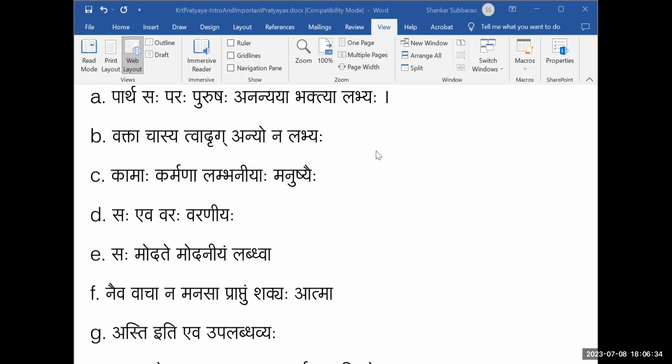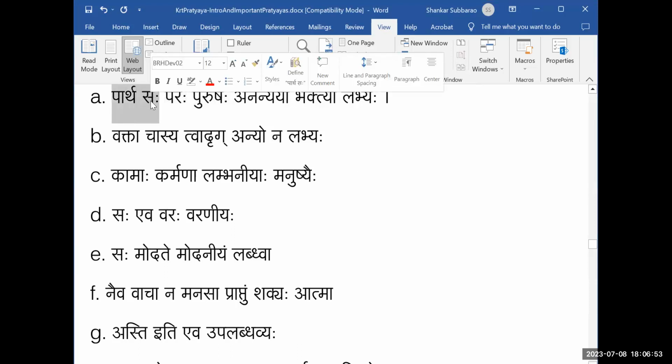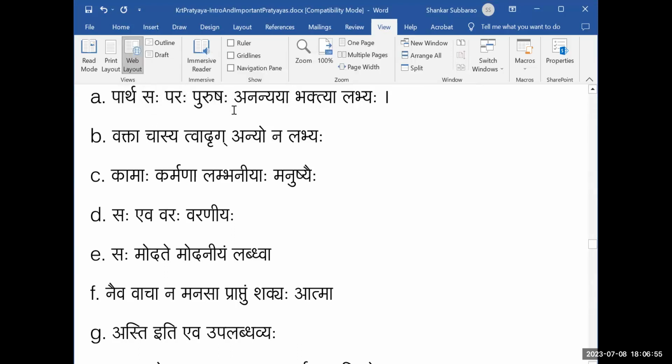So what would it be? Purushaha. Correct. And what kind of a Purusha? Not Ananyaya. What kind of a Purusha? Paraha Purushaha. And who is that? Saha. Saha Paraha Purushaha Labhyah. Correct? Basic sentence: Labhyah, should be gained. Next question it asks, what should be gained? Purushaha Labhyah. The Purusha should be gained.